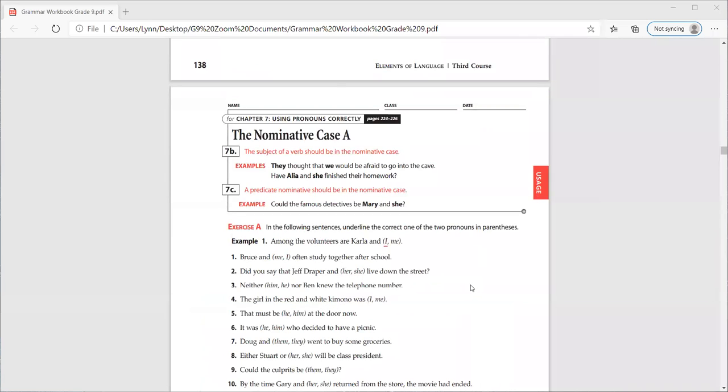The subject of a verb should be in the nominative case. Examples. They thought that we would be afraid to go into the cave. Have Alia and she finished their homework? A predicate nominative. Did we do this page?